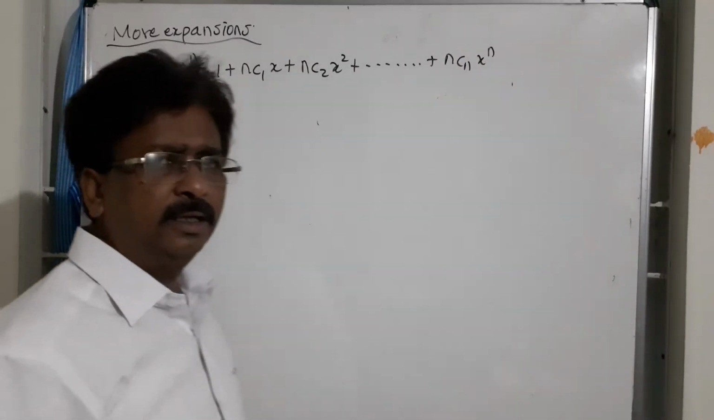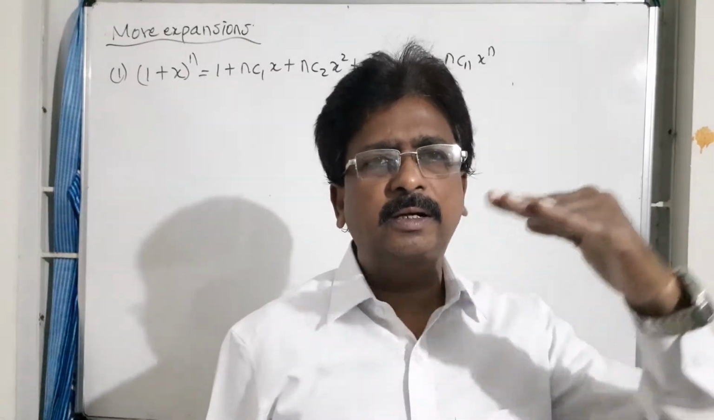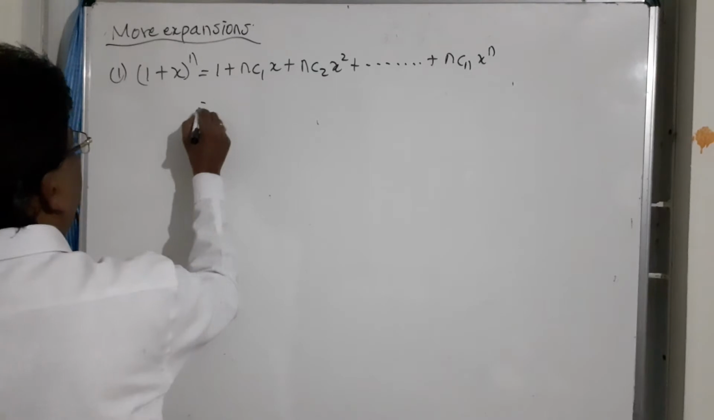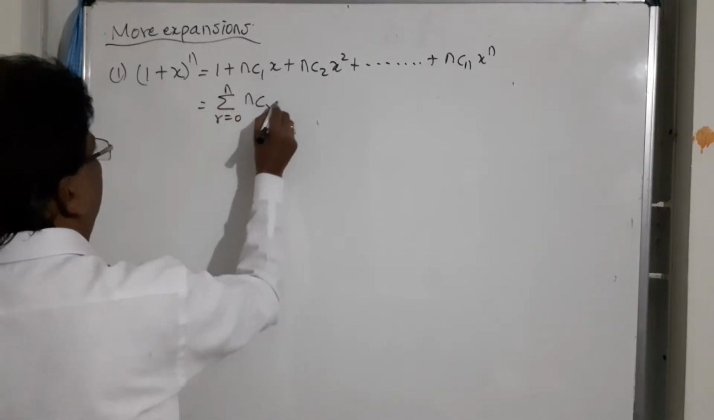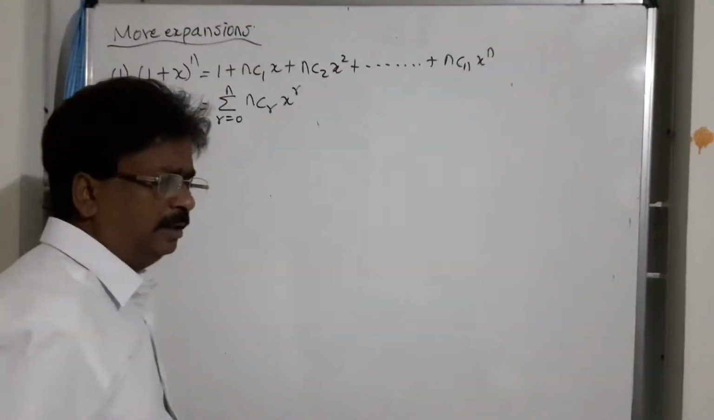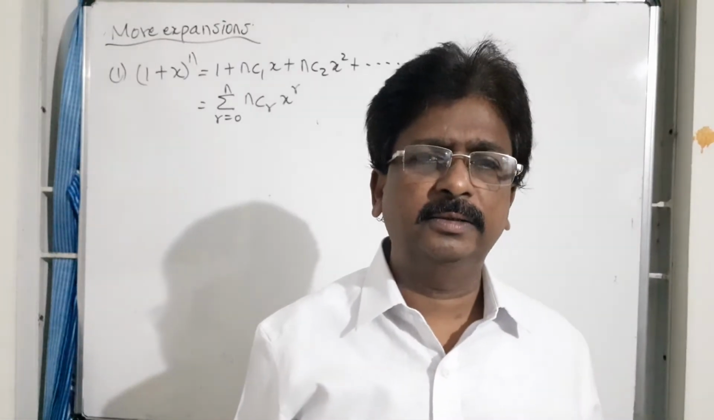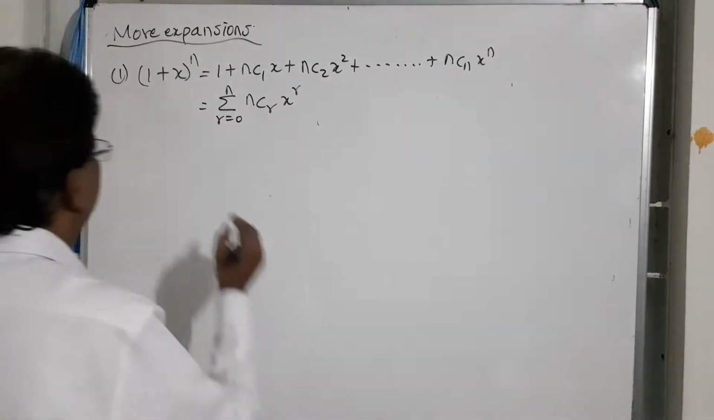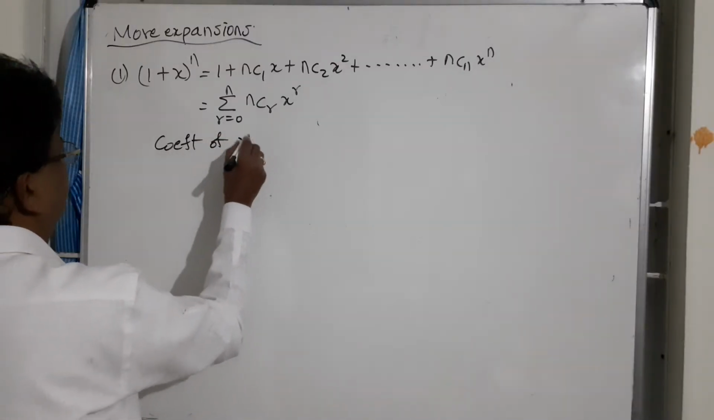Here, what is the general term? The general term is nCr into x power r, where r gradually increases from 0 to n. So we can write in sigma notation, r equal to 0 to n, nCr into x power r. Here we have to remember very well that the coefficient of x power r is nCr.